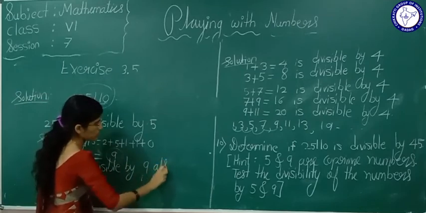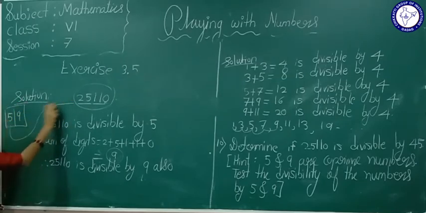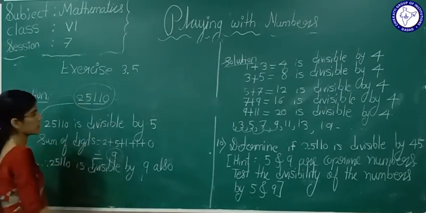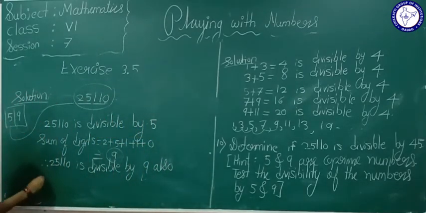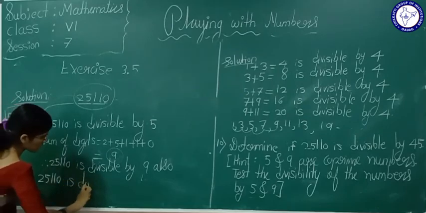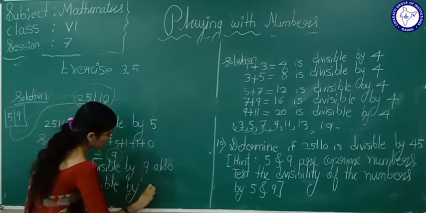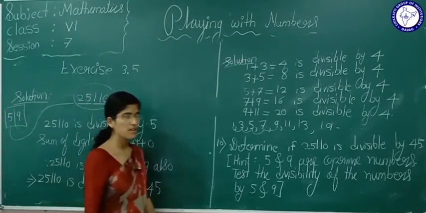Now see here, 5 and 9 are two co-prime numbers. Yes or no? This number is divisible by 5 and the same number is divisible by 9. Definitely 5 nines is 45. This number will definitely be divisible by 45. Okay. Now see here, 25110 is divisible by what? 45. This implies 25110 is divisible by 45.